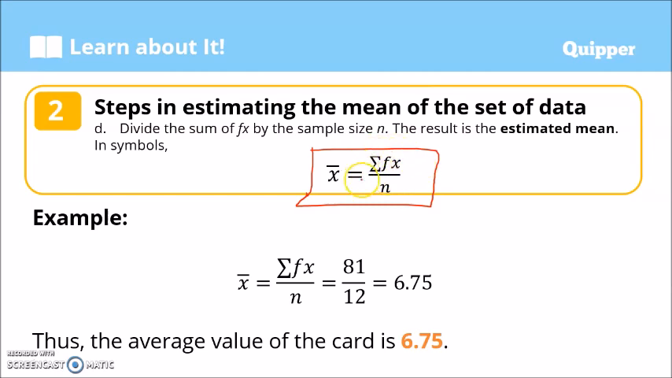Yung kanina, di ba, yung summation ng fx natin, na-solve natin, that's 81. And yung n natin, that's the summation of f, or yung total ng lahat ng frequencies, that's 12. So, 81 divided by 12 is 6.75. Thus, the average value of the card is 6.75. Okay, so this is now the mean.